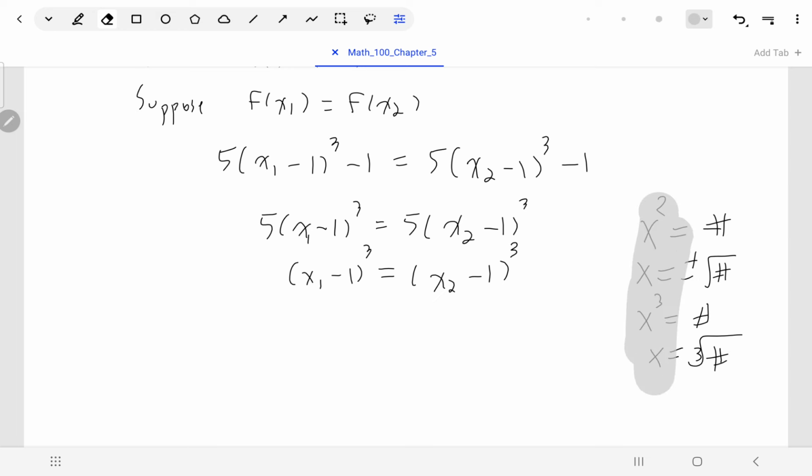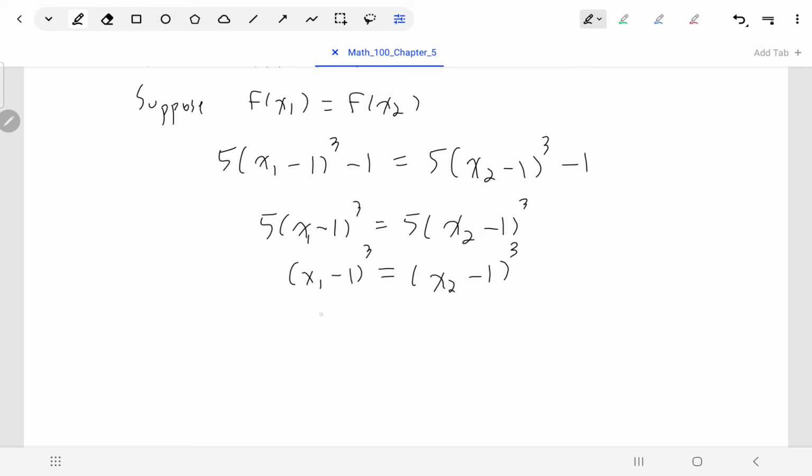So if this was a square, then what I would be doing next would be worrisome. But because we've got cubes, I can confidently say that x1 minus 1 and x2 minus 1 must be equal. And so now I can add 1 onto both sides of the equation, and I can confirm that x1 must be equal to x2. So if we thought we had two identical y values, the only way that would happen would be if you had two identical x values. So therefore, f is one-to-one.